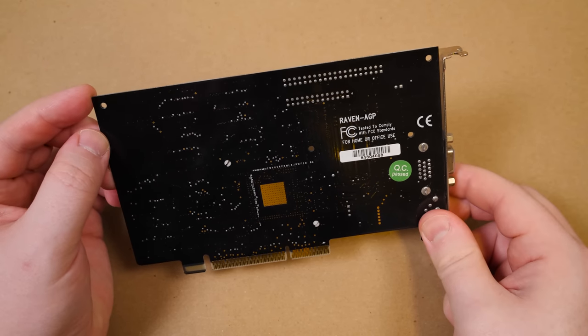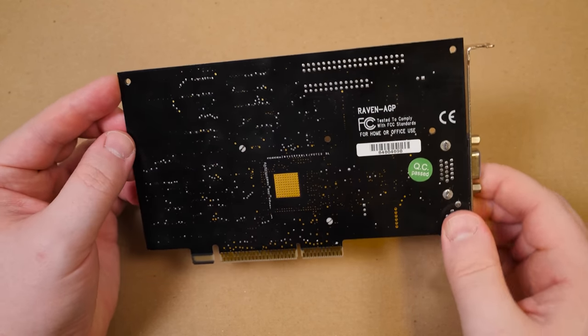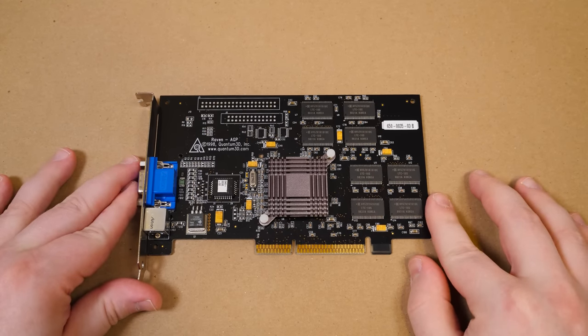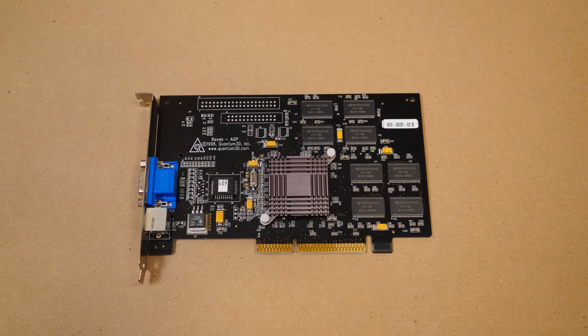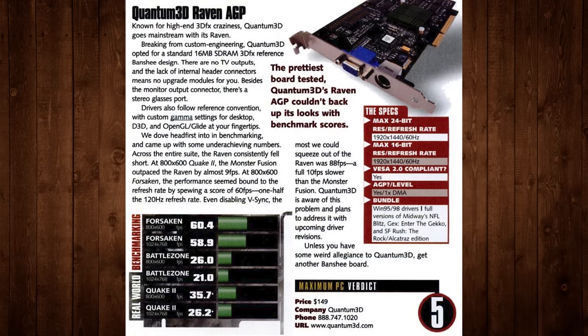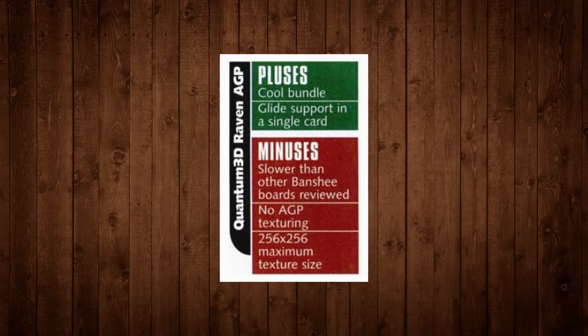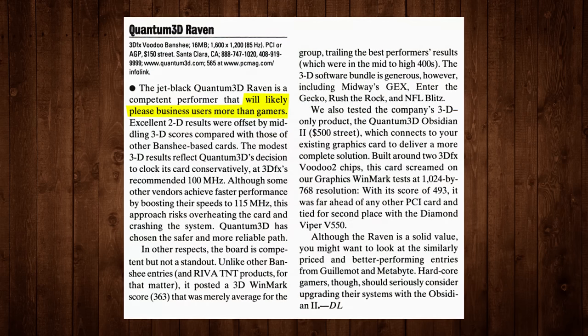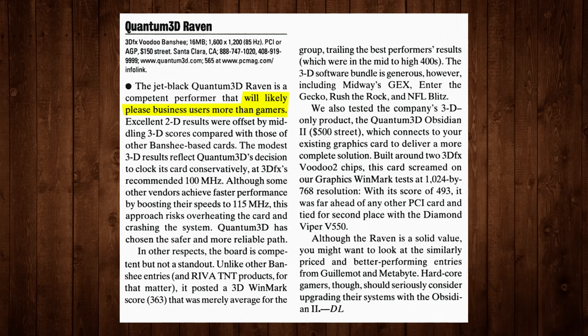But yeah, like I said, that's just pretty standard stuff in terms of the Voodoo Banshee series of cards. The reference cards from 3Dfx weren't too different from this. It's just this one has a black PCB, the Quantum 3D branding. This Raven card in particular was a really underperforming example of the Banshee compared to some of the others on the market at the time. It had a slower clock speed at only 100 megahertz core and memory, and it had a lack of AGP textures, which led some reviewers at the time to recommend the Raven for business, not gamers, because it did 2D very well, but was just middle of the road underperforming in terms of 3D with certain games.